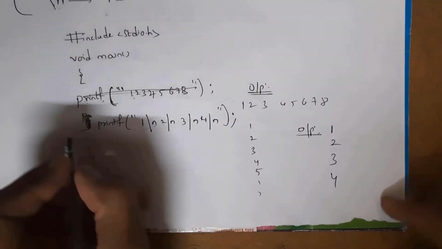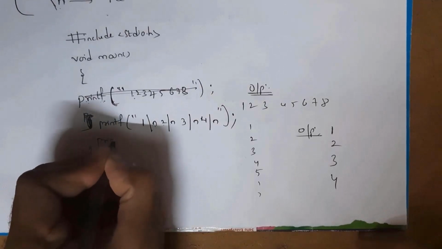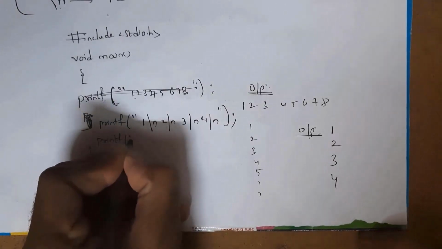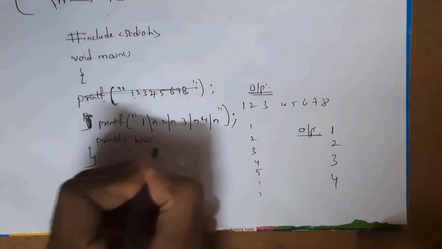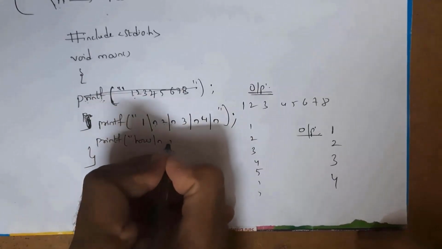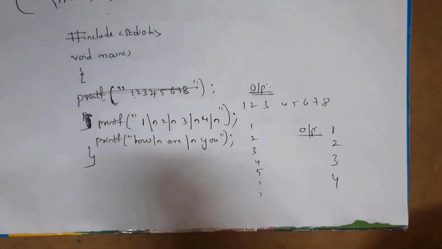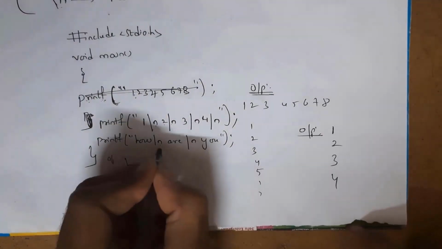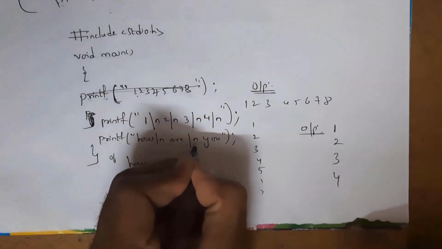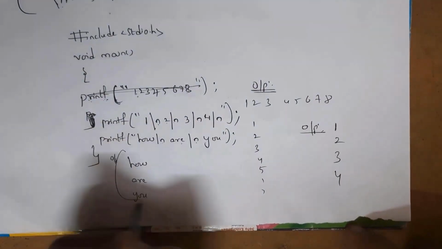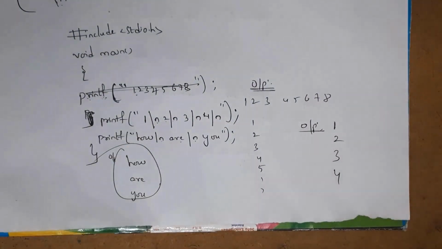For example, I want to print how are you. So I am writing printf, double quotations, how\n are\n you. Whenever you execute this program, you will get the output how, and \n means next line. After again \n, that means this is my output. This is the use of \n.